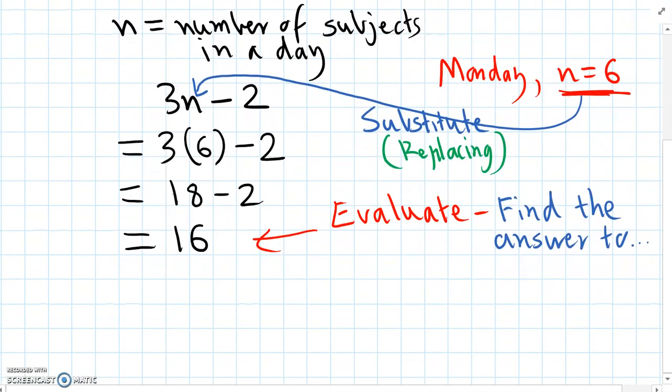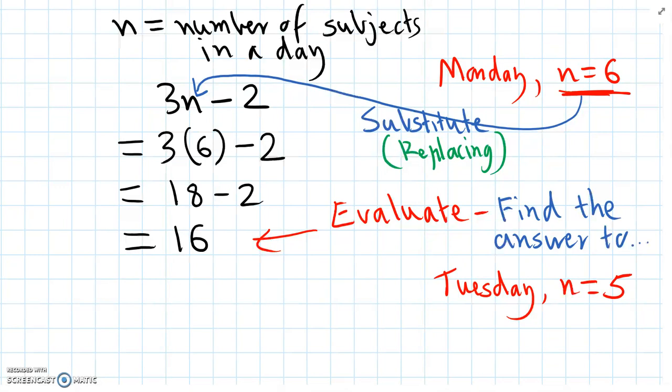But the number of subjects in the day can change because it depends if you have any double periods. So n is a variable, and let's say on Tuesday you have a double period. That means you only have 4 singles and 1 extra subject. So you only actually have 5 different subjects on Tuesday. And again, we can now substitute n equals 5 into the same expression, and it will give us a different answer.